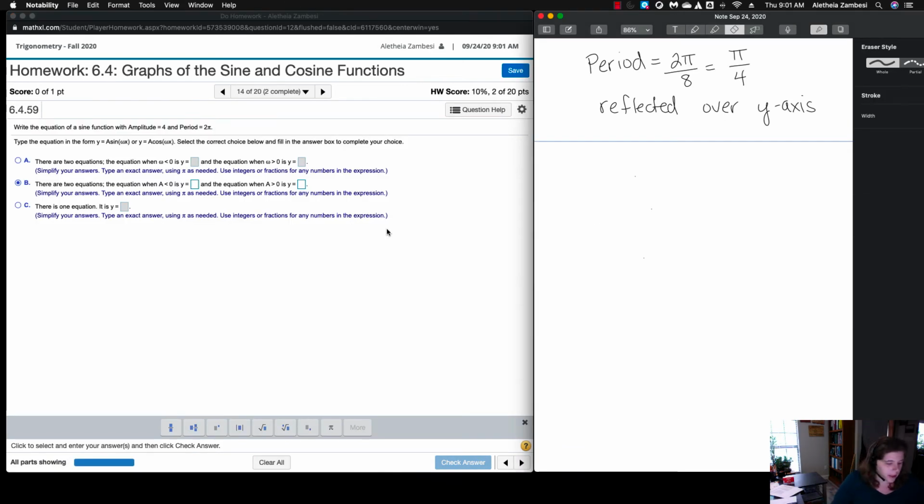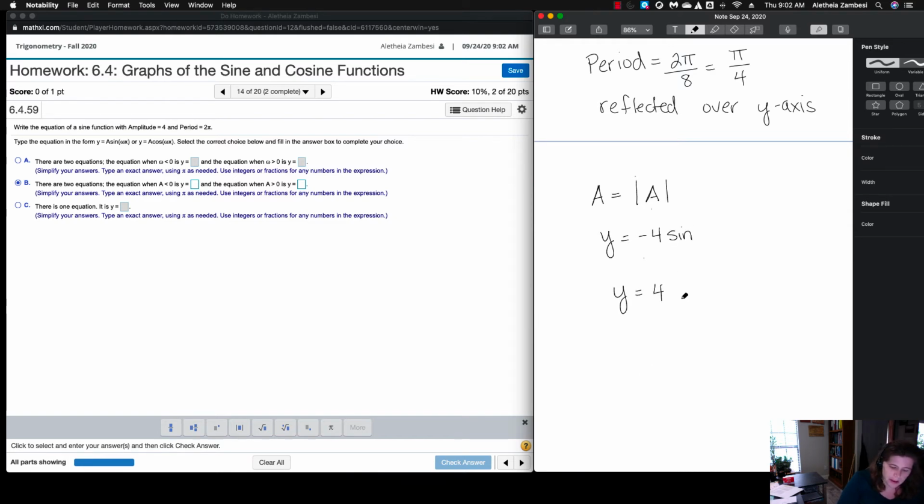All right, so this problem here is number 14, and it asks us to find the equation of a sine function with an amplitude of 4 and a period of 2 pi. Now, remember that the amplitude is the absolute value of whatever number is in front of our function. So an amplitude of 4 could result in one that has -4 in the front and it's reflected, or one that has just plain old 4 in the front. Both times we're working with the sine function. It says to find a sine function.